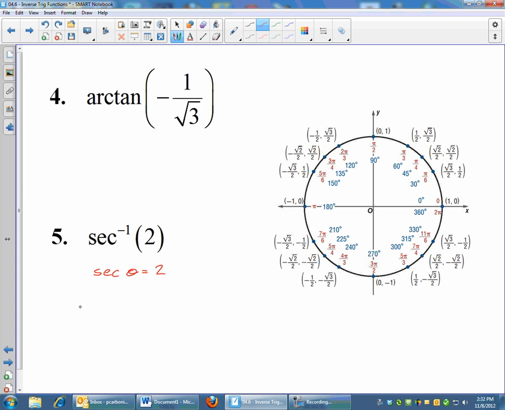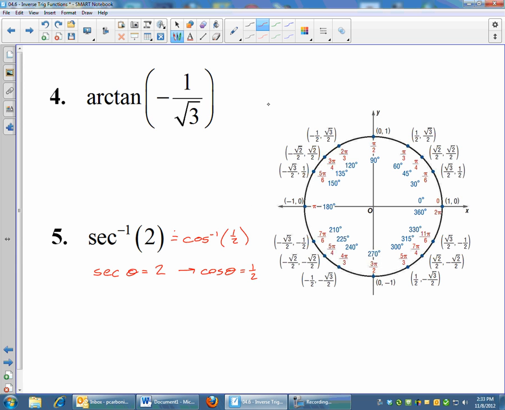When I look at the unit circle, I think sine and cosine. I don't think secant or tangent or anything like that. So if secant is equal to 2, that means that cosine, since secant and cosine are reciprocals, is 1/2. So the inverse secant of 2 is actually the exact same thing as asking for the inverse cosine of 1/2, because the two are reciprocals.